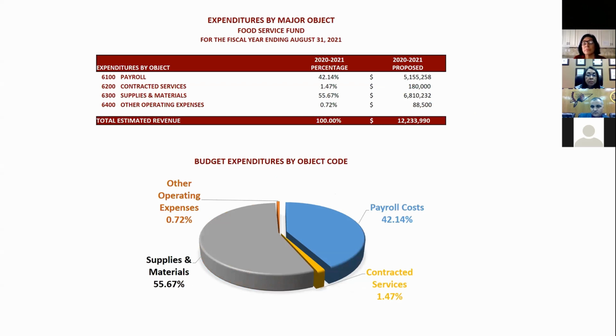Expenditures, here we have them broken down by major object, the 6100 payroll. It is the second largest cost at 42% of the budget. Then contracted services at 1.47%, and supplies and materials at 55.67%, and other operating costs at less than 1%. The largest expense is the cost of food. That's why you see it in the 6300s.